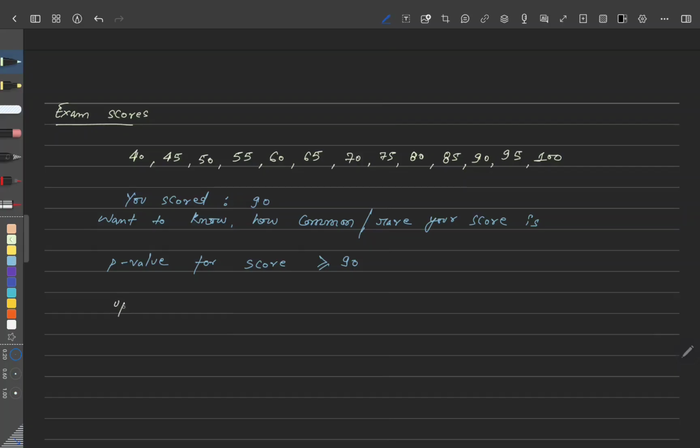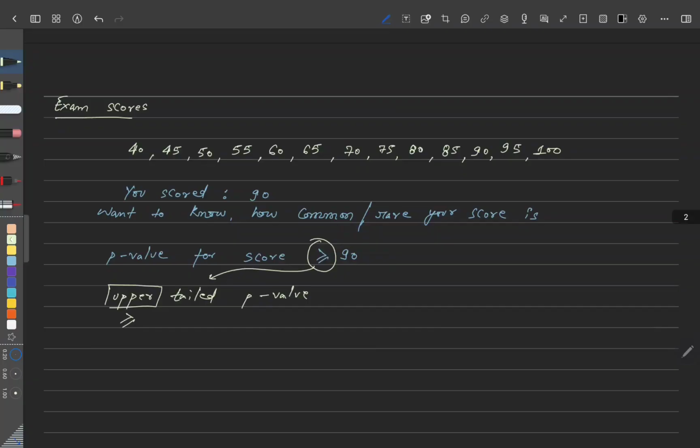This is called the upper tailed p-value. Greater than or equal to would mean upper tailed p-value. So upper is in greater than or equal to. Upper, which is higher. So greater, that is higher. This is one way to remember it. So what is the p-value of how many scores are greater than or equal to 90?